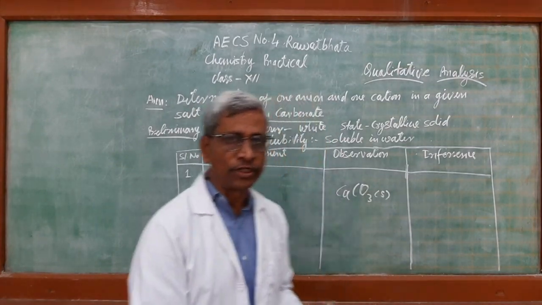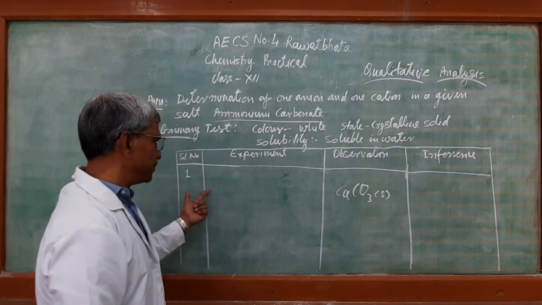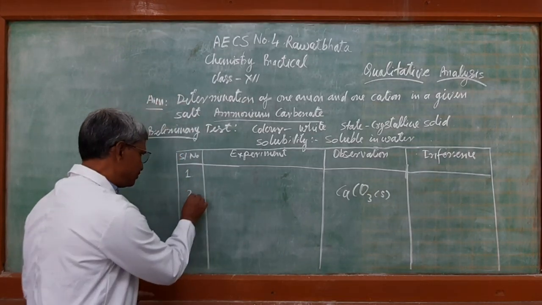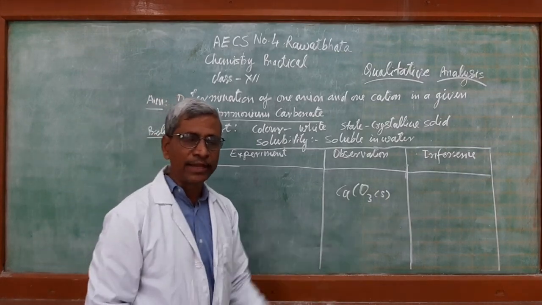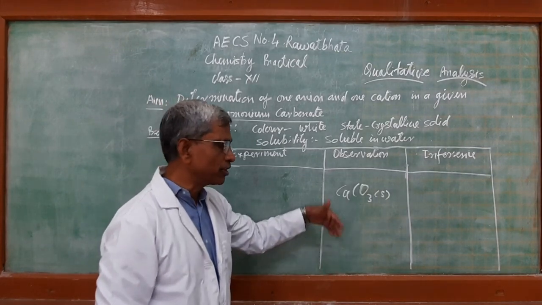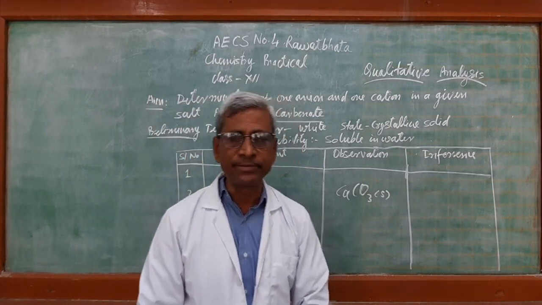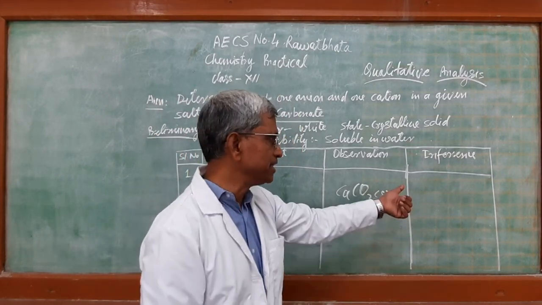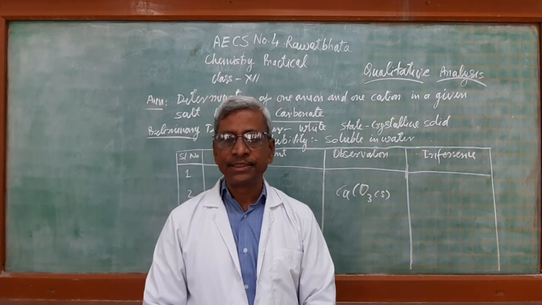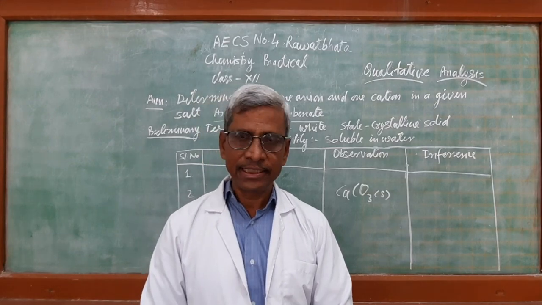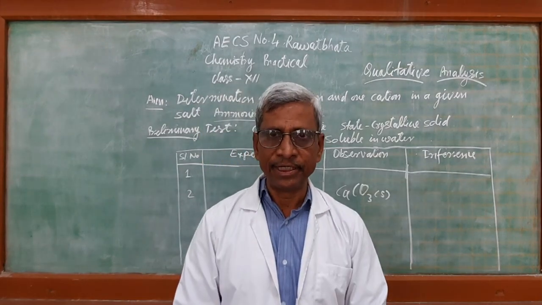What is the write up for serial number 2? Pass the gas through lime water. This is serial number 2. We are going to pass the gas through lime water. Lime water turns milky is the observation. Inference is carbonate present. Okay? This is the second experiment.